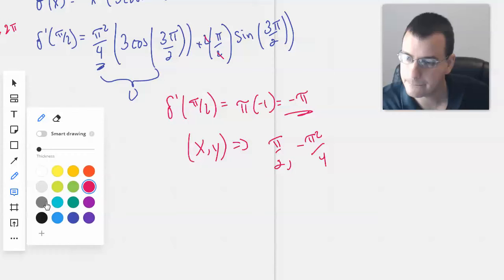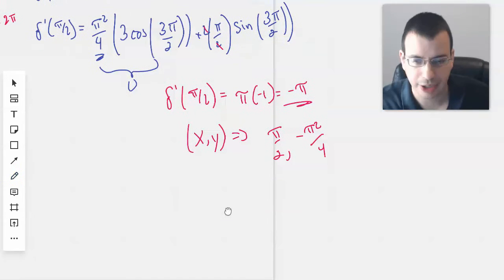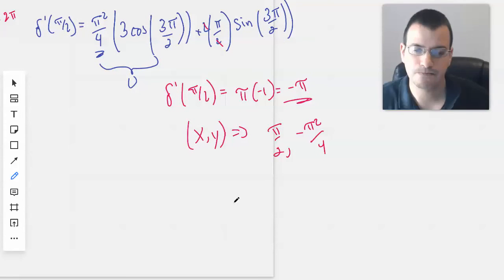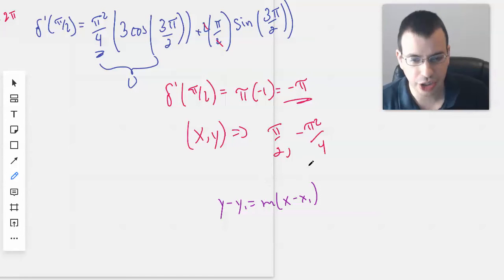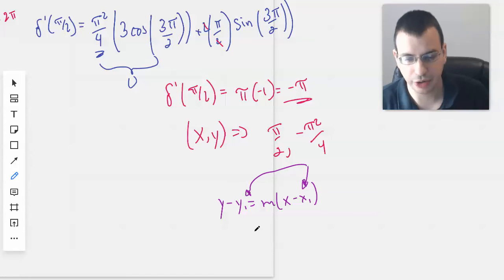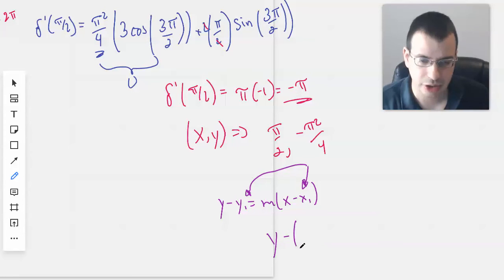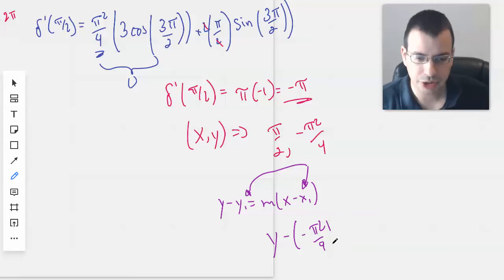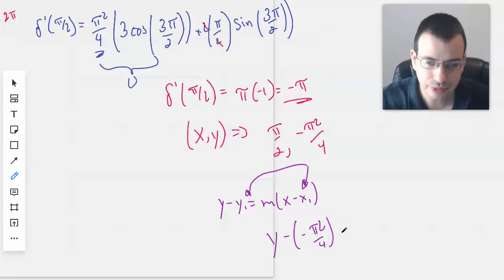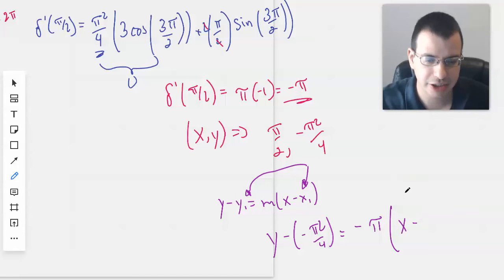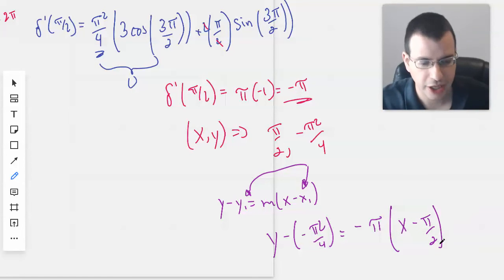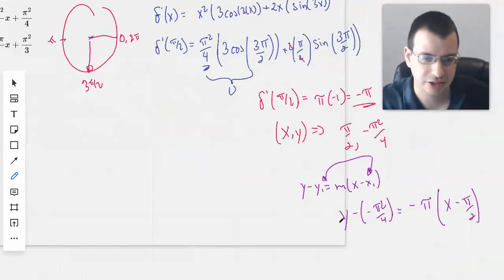Okay. So now we put it all together. So we use the formula y minus y1 equals m times x minus x1, where these are the points that we're going to plug in. So y minus negative pi squared over 4 equals negative pi, because that's our slope, m, times x minus pi over 2. And they probably want us to simplify? Yes. Okay, we can simplify this.